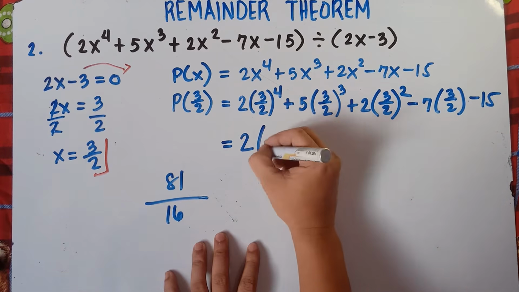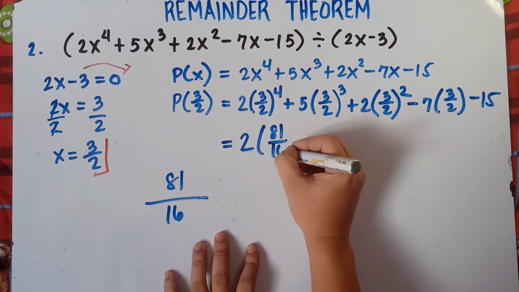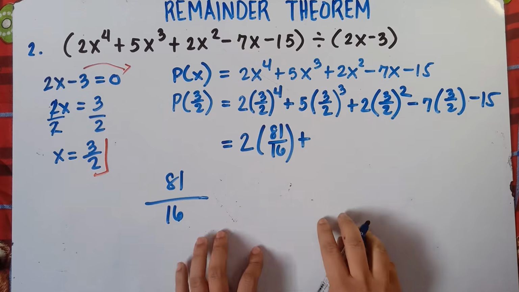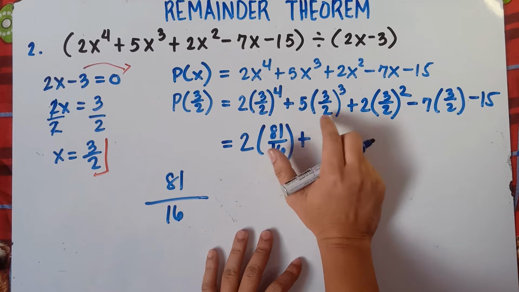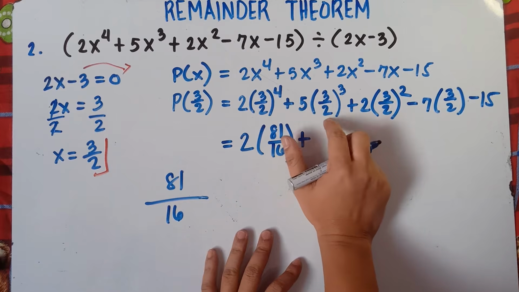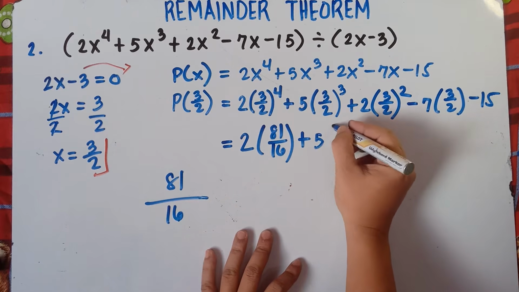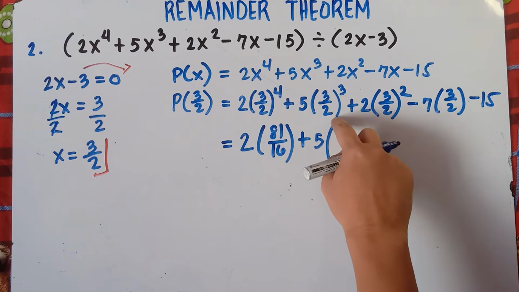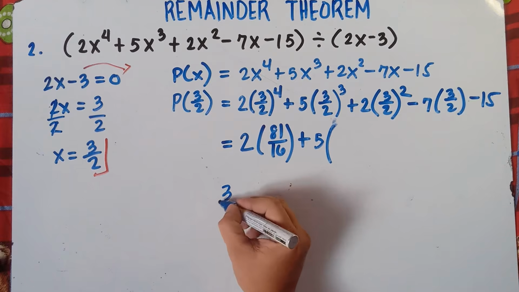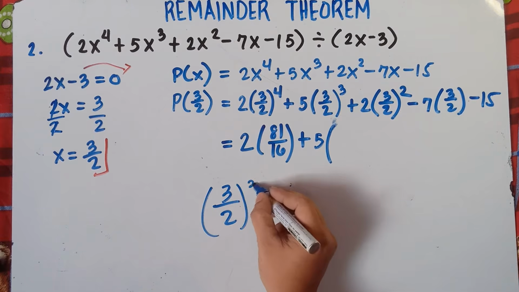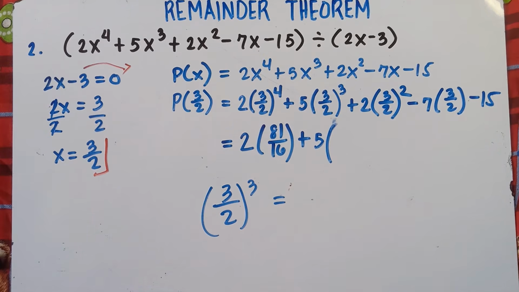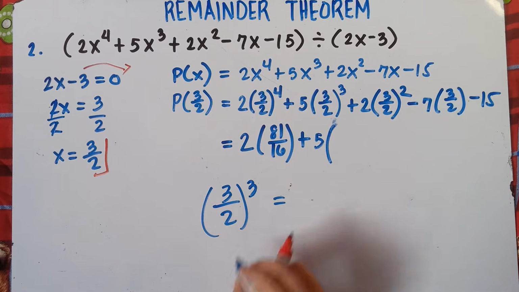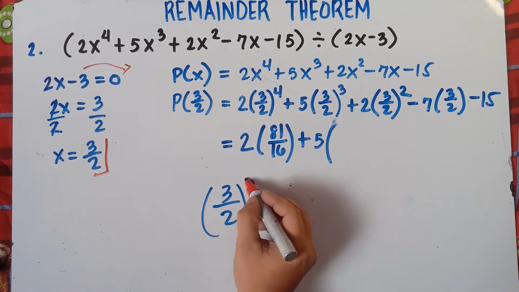So 2 times 81 over 16. Plus, once again, do not multiply 5 in this equation. You simplify parentheses, exponent. So copy 5, then you multiply. You distribute this one, class. You simplify this one. 3 over 2 raised to the power of 3. Once again, you distribute this cube, this exponent, to the numerator and denominator.